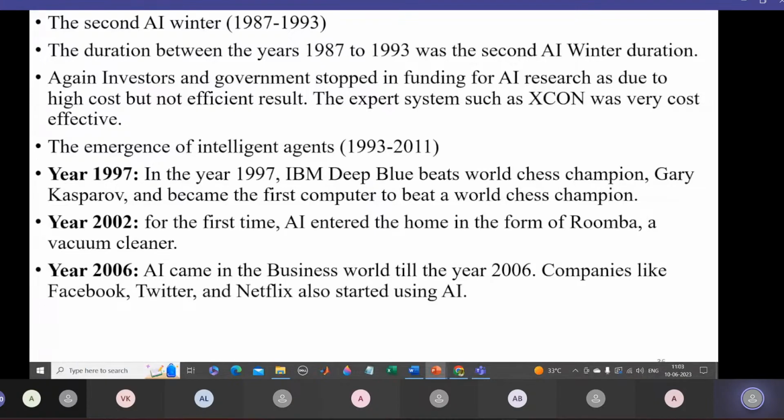In 97, IBM Deep Blue beat the chess champion Kasparov. So it was the first computer that beat the world chess champion. IBM Deep Blue. Then 2002, AI entered the home in the form of Roomba, a vacuum cleaner. And 2006, it came into business worldwide, and companies like Facebook, Twitter, and Netflix also started using AI.